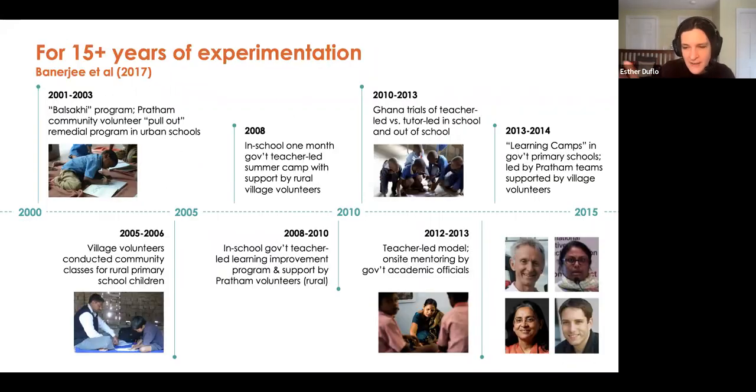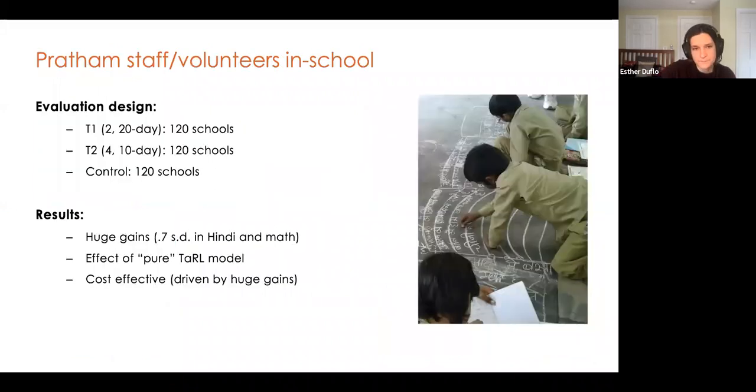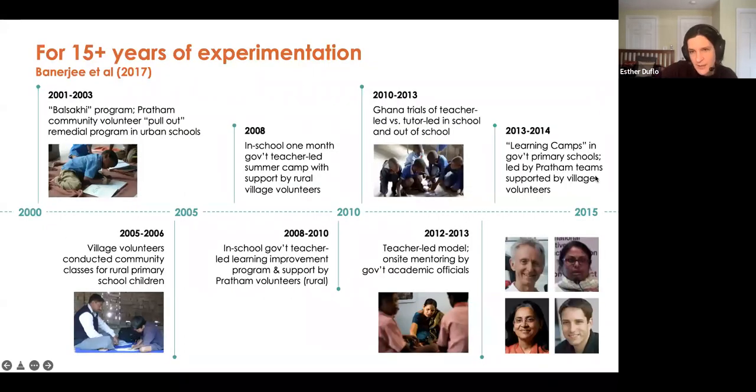So I show you this long timeline to explain how it takes a long time and a lot of iteration to go from a proof of concept, which probably we had in 2001-2003 with the evaluation of the Balsakhi program, to a program that can be scaled up both in India and the rest of the world. What we find when we have part-time staff or volunteers in school is huge gains. And this is the last program over here.